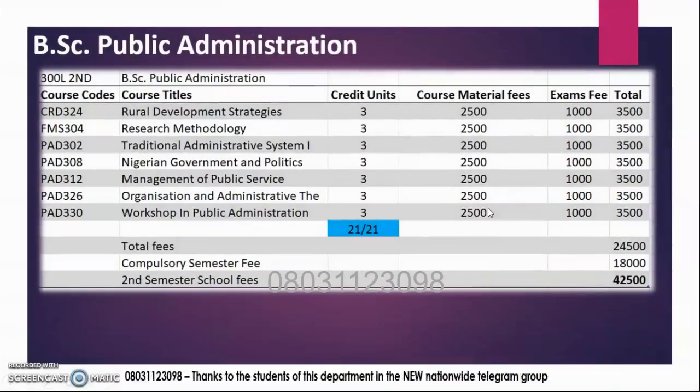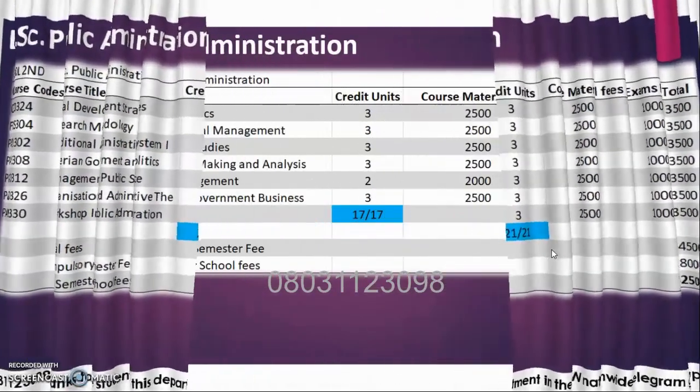Then you have 300 level second semester. These are your courses, a total of 21 units. You register all, you pass all of them. All of them are 3 units, making it 5 for course material registrations and the exam registrations. They call it course registration anyway. So it's for course materials, sometimes the exam registration 1,000, and this totals 42,500 for 300 level second semester.